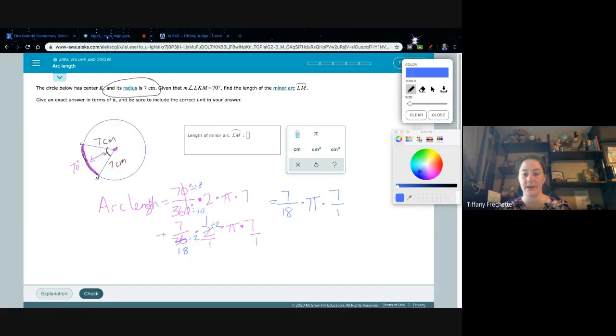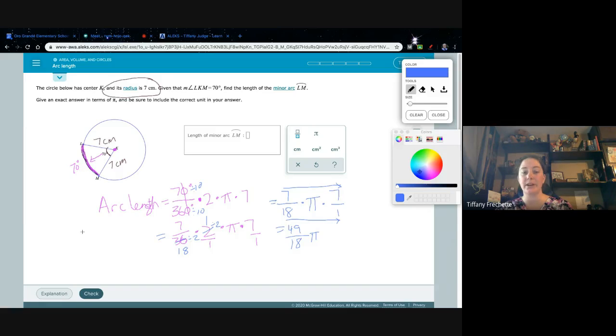So this is still our equal sign. I forgot to carry that over. So now we're going to multiply across the top and across the bottom. 7 times 7, we get 49. 18 times 1, I get 18. And then I'm just going to put pi on the end. Don't forget to grab the unit.